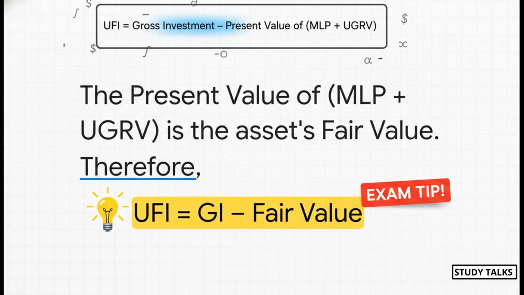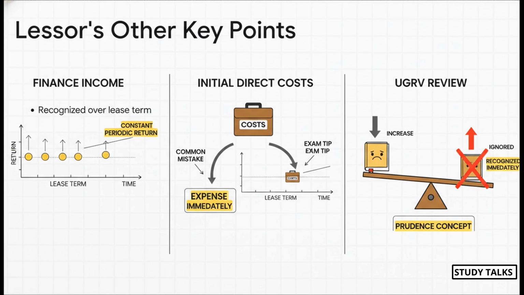Now here is a massive exam tip. This is a shortcut that ICAI absolutely loves to test. You see, the net investment, that's the present value of all those future payments, is by definition equal to the fair value of the asset at the start. So if the question gives you the fair value, you don't need to do any PV calculations. Your unearned finance income is simply gross investment minus fair value. Done.